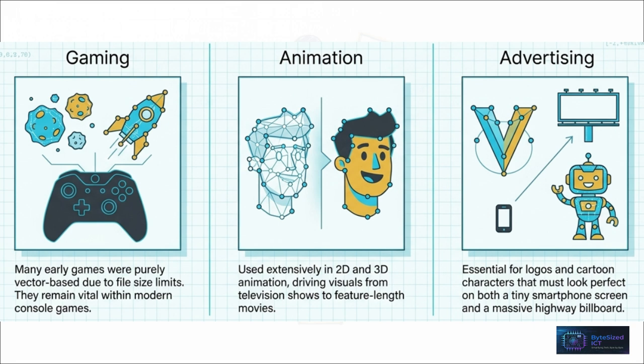Interestingly enough, a lot of early arcade games were purely vector-based, simply because the vintage hardware of the time just couldn't handle heavy pixel files. That brilliant foundational tech paved the way for the smooth, infinitely scalable graphics we take for granted today in modern console games. You're also going to see vectors absolutely everywhere in 2D and 3D television animation, feature films, and basically every single advertising logo or corporate cartoon character you've ever laid eyes on.